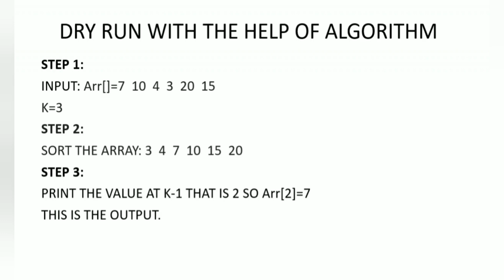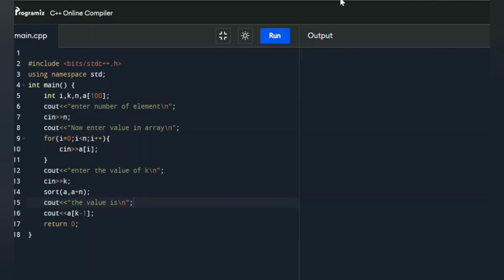Let's move to our IDE and write the code for this. So guys, this is the IDE. The first line has include bits/stdc++.h. This is the STL header file of C++. The next line is using namespace std. This is also part of the template of C++. Then int main. After that, int i, k, n, comma a of 100. This is the initialization part of the variables.